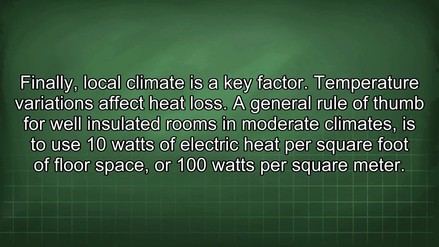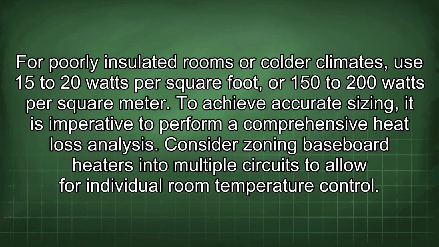A general rule of thumb for well-insulated rooms in moderate climates is to use 10 watts of electric heat per square foot of floor space, or 100 watts per square meter. For poorly insulated rooms or colder climates, use 15 to 20 watts per square foot, or 150 to 200 watts per square meter. To achieve accurate sizing, it is imperative to perform a comprehensive heat loss analysis.